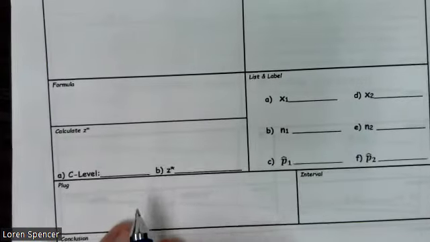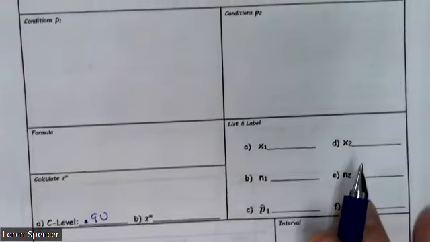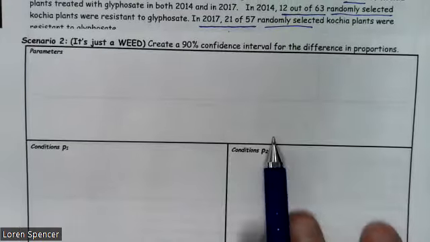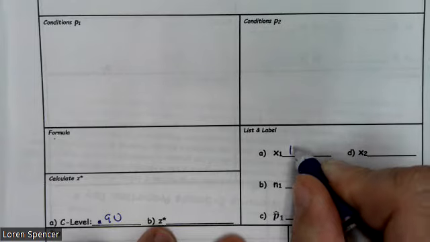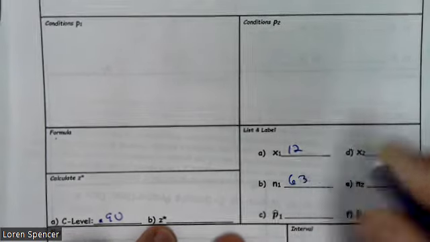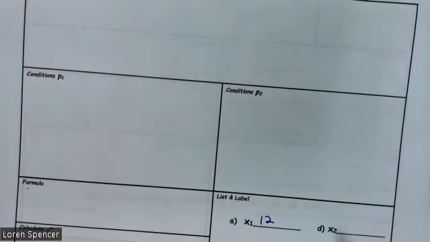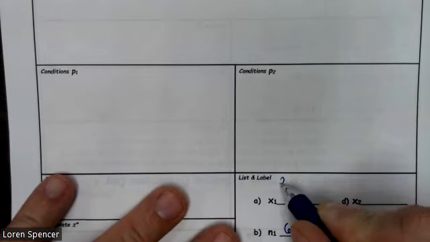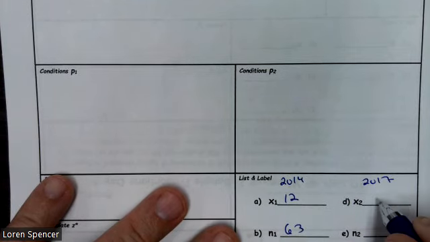So we know right away we might as well fill out our C level, that's 0.90. We'll come back and calculate z star at a later date. Well, what do we have? 12 out of 63 were resistant in 2014, and in 2017, it was 21 out of 57.